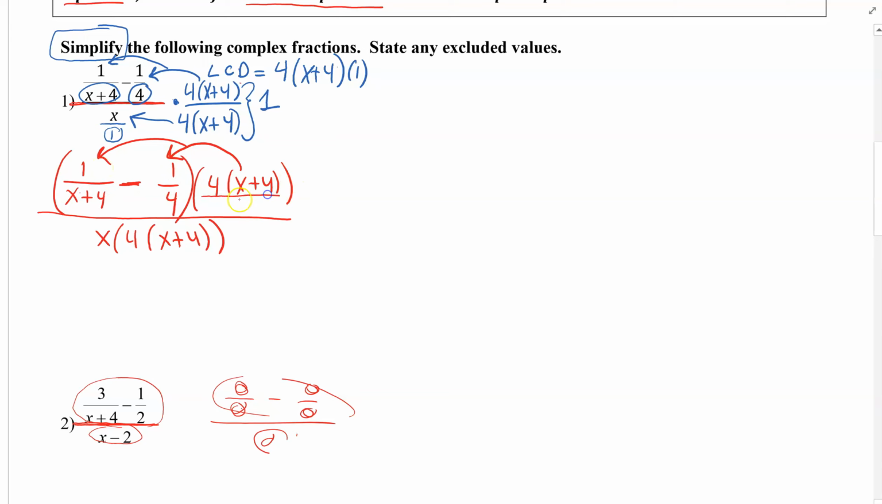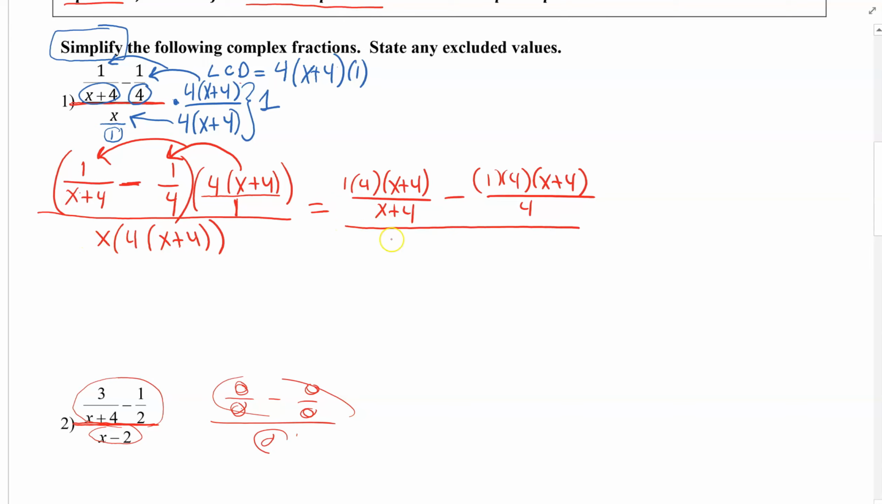So it might help to think of this quantity as being over 1. So when I multiply it to fractions, I can multiply straight across like we've been taught. So for this first fraction, and I'm not going to really simplify anything yet, I'm just going to put things where they need to go. So when I do 1 times 4 times x plus 4, that ends up in the numerator of the first mini fraction, and then that's all over x plus 4 times 1, which is just x plus 4. And then minus 1 times 4 times x plus 4 in the numerator of the second fraction, and then that's all over 4 times 1, which is 4. And then all of that is just over 4 times x plus 4.